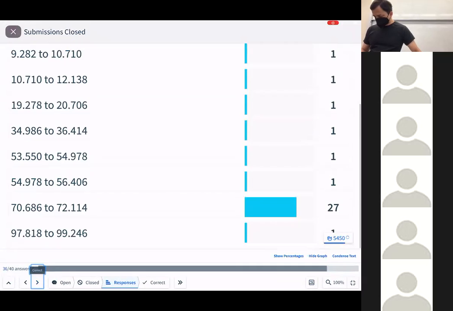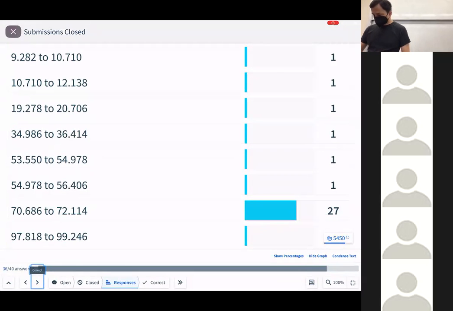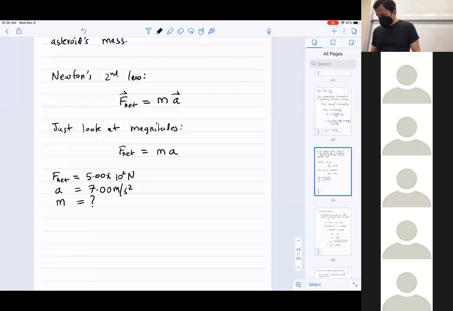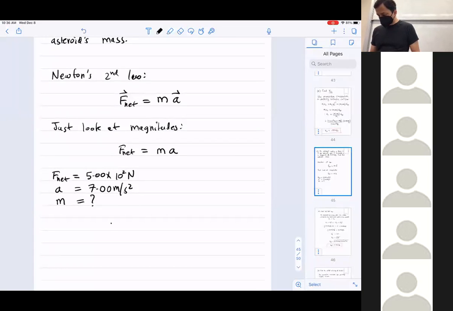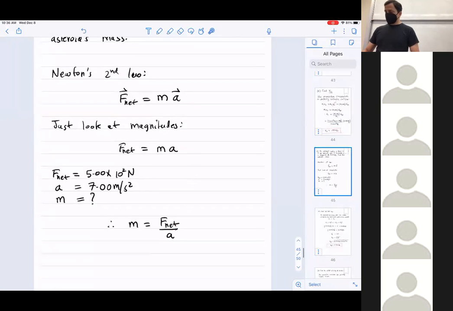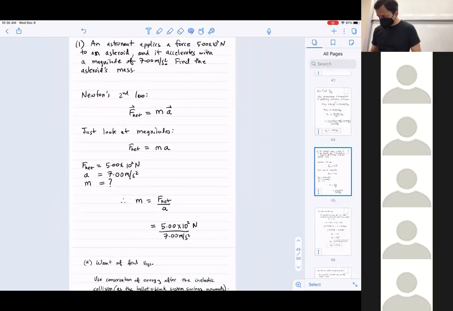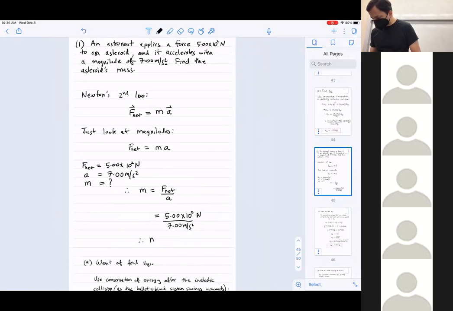All right, so it looks like most of you got it, but again, a range of answers. So let me just work it out here. The thing we need to find is the mass. So now I can solve for the mass. The mass is F net over the acceleration, coming from this equation here, where I solve for the variable m. This gives me 5 times 10 to the 2 newtons divided by 7 meters per second squared. You plug in those numbers, and you get that the mass, I believe, is 71.4 kilograms.